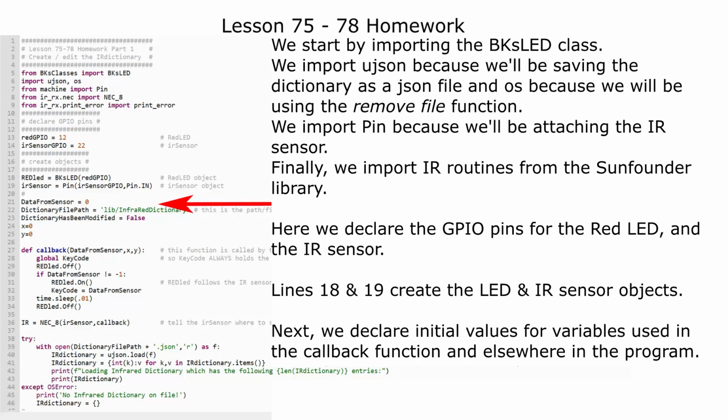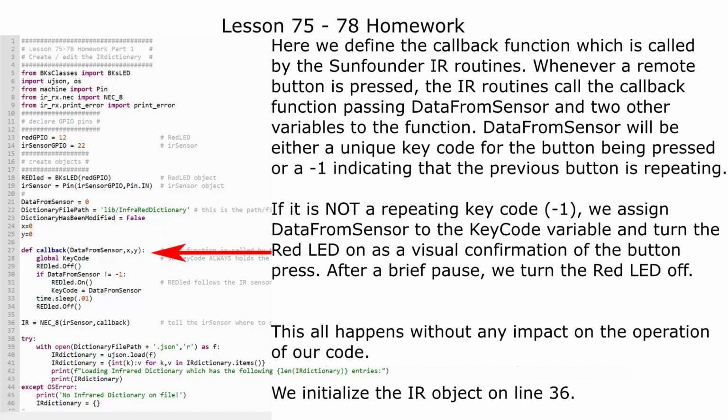Next, we declare initial values for the variables used in the callback function and elsewhere in the program. Here we define the callback function, which is called by the SunFounder infrared routines. Whenever a remote button is pressed, the IR routines call the callback function, passing data from sensor and two other variables to the function. Data from sensor will be either a unique key code for the button being pressed or a -1 indicating that the previous button is repeating.